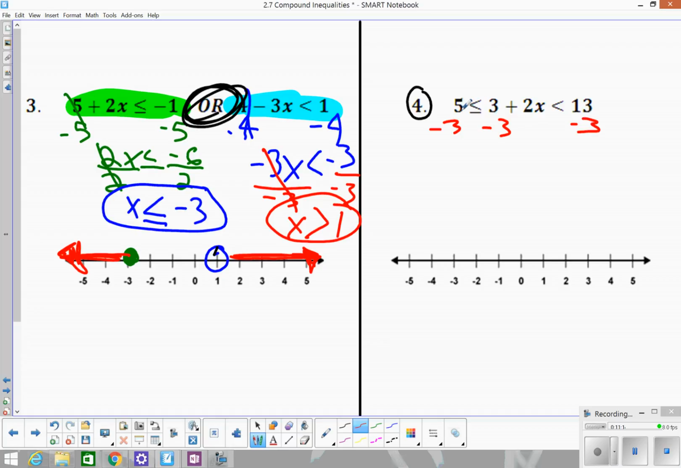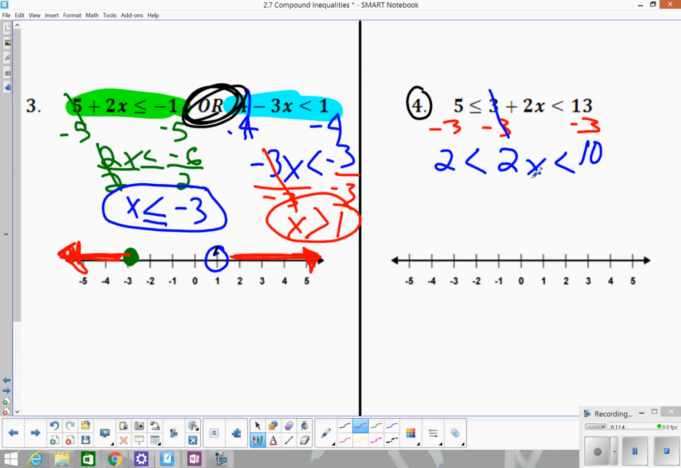Now when you simplify, 5 minus 3 is 2, is less than, 3 minus 3 cancels out and you're left with 2x in the middle, is less than, 13 minus 3 is 10. Good. Now, the same thing: if you just had 2x is less than 10, the last thing you would do is divide both sides by 2. Or, if you have 2 is less than 2x, the last thing you would do is divide by 2 on both sides.